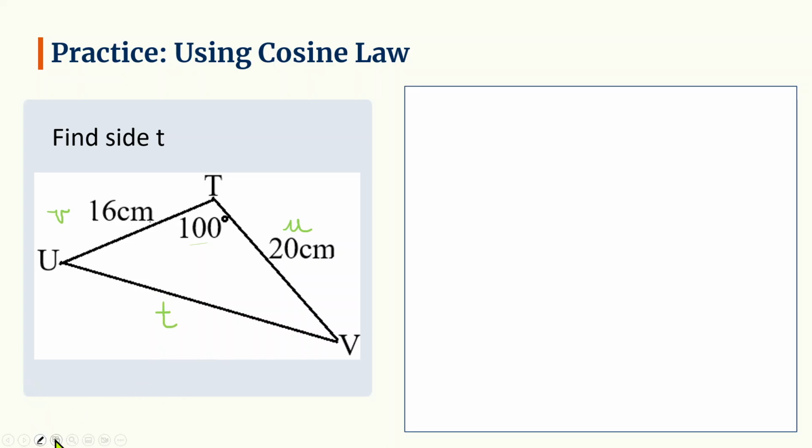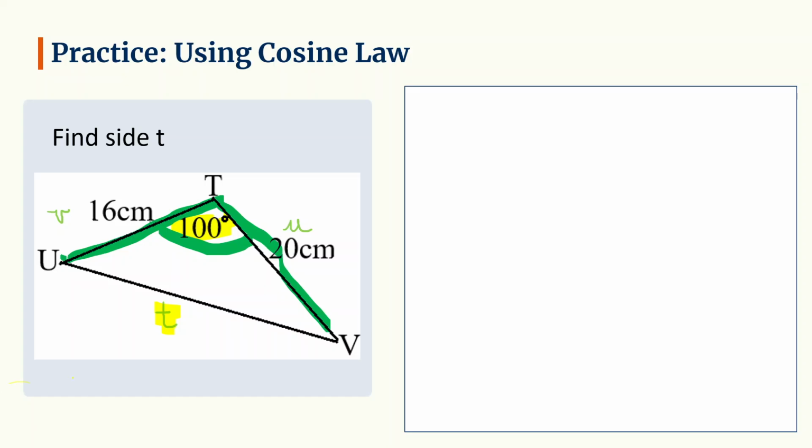Okay, highlighter. I want this, and I know this. I know angle t, but I don't know any of the other angles, which means I can't possibly use the sine law. So what I have is angle t and the 2 sides that are surrounding angle t. I know this side, I know this side, and I know the angle that they're hugging, which means this is a good cosine law question. So I need to make sure I set up the cosine law properly.